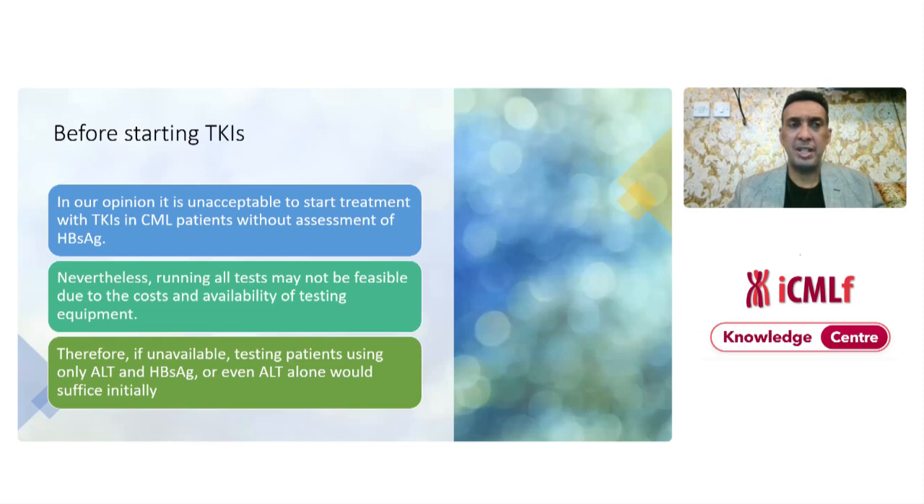So before starting TKI, in our opinion, it is unacceptable to start treatment with a tyrosine kinase inhibitor in chronic myeloid leukemia patients without assessment of hepatitis B surface antigen. Nevertheless, running all tests may not be feasible due to the cost and availability of the testing equipment. Therefore, if testing is unavailable, using only ALT and hepatitis B surface antigen, or even ALT alone, would be sufficient initially.